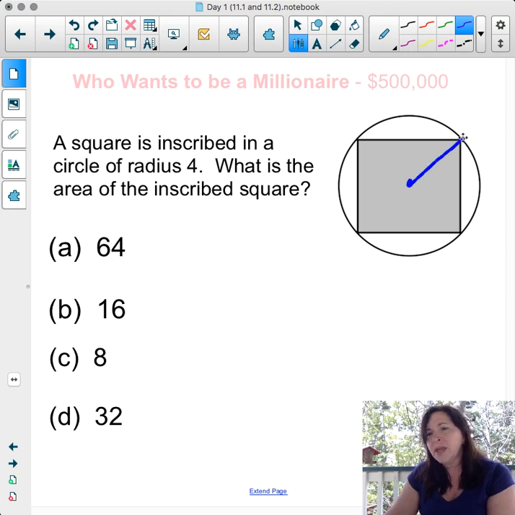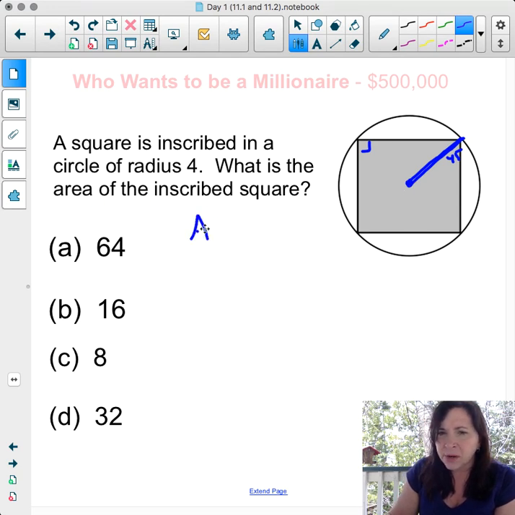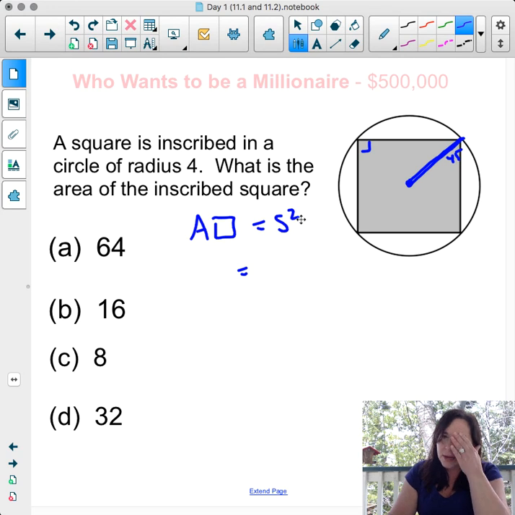Now it says it's a square inscribed, which we know that that's a right triangle, and so when I draw my radius like this, that actually cuts that in half into a 45-degree angle, instead of 90. Now it says what's the area of the square? So we know that the area of a square is equal to side squared, but we need to find the length of one side. And we know that this radius here is 4.